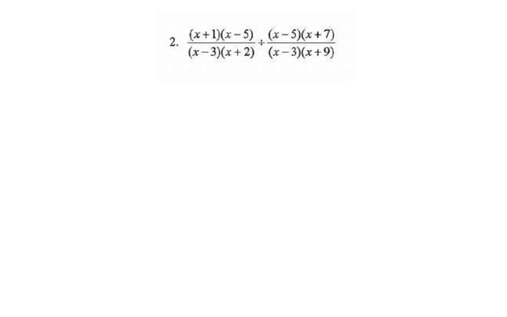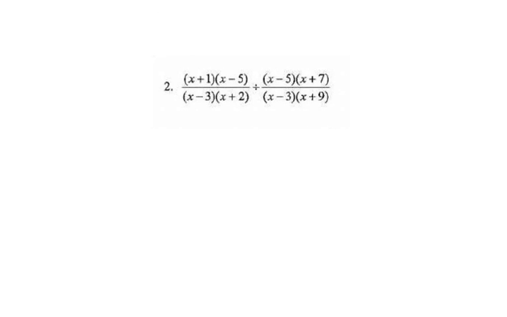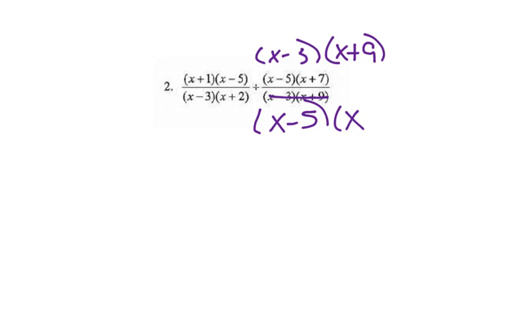You're going to have to leave, change, flip. So everything's already simplified. So what I would do is just bring this x minus 3 and this x plus 9. I would mark it out so I didn't try to use it. Bring this x minus 5 and this x plus 7. Mark it out so you don't try to use it. Ready to cancel. X plus 1, there's nothing. X minus 5 goes away. X minus 3 goes away. X plus 9, there's nothing.